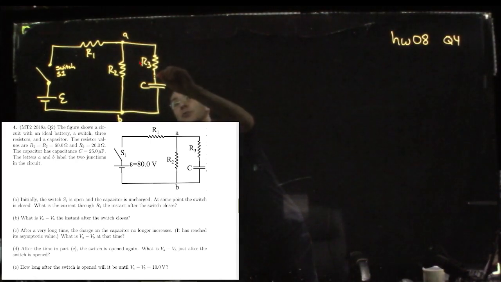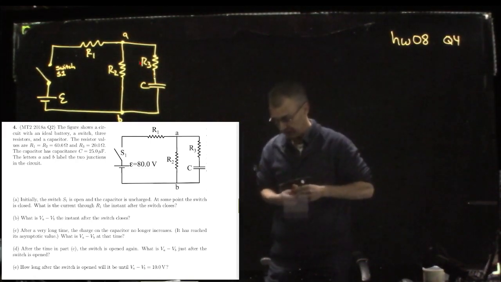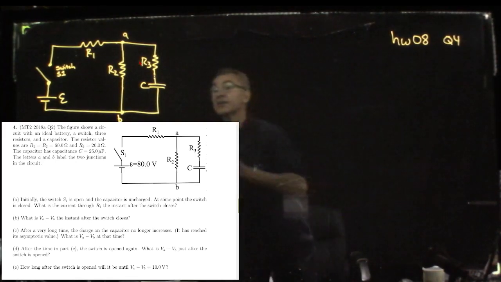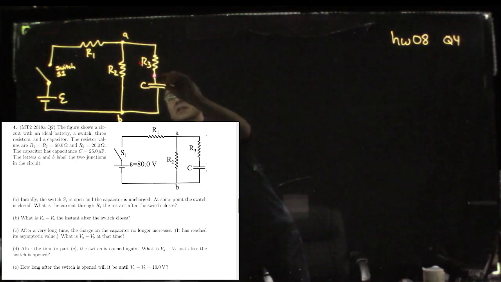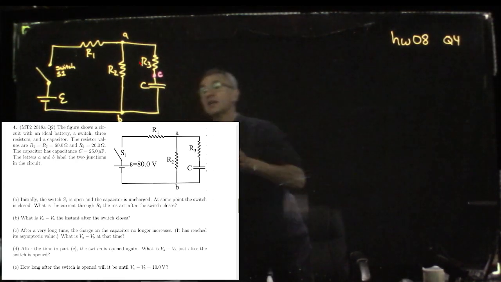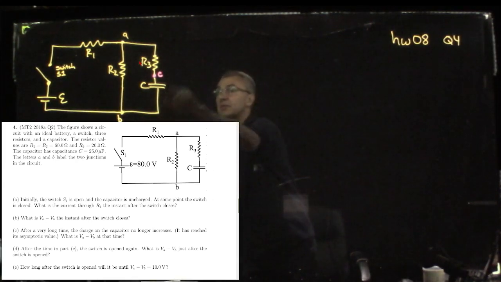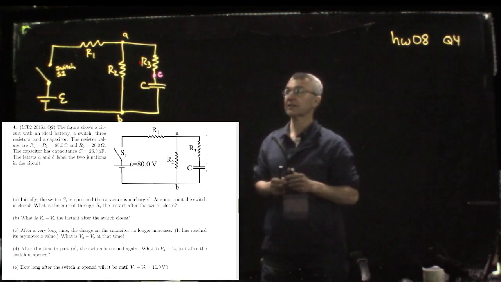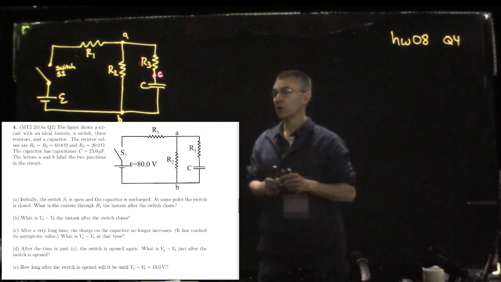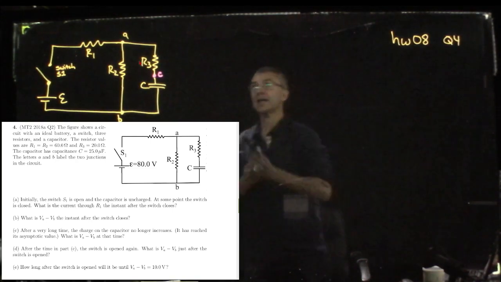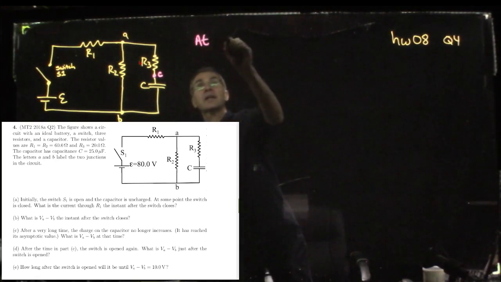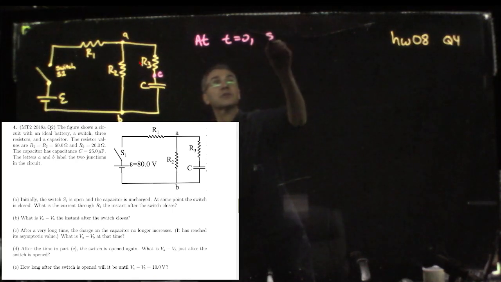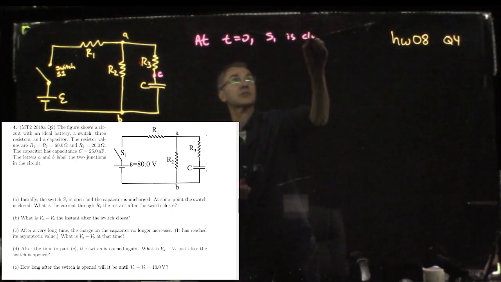One thing I'm going to do to this diagram before we do anything else is take this little point on the circuit and label it point C, not to be confused with capacitance, but then I can refer to VCB as the voltage across that capacitor. Okay, so at t equals 0, the switch is closed.